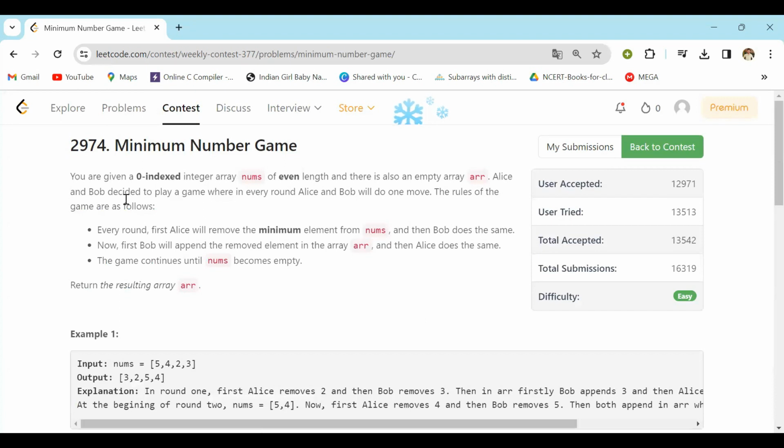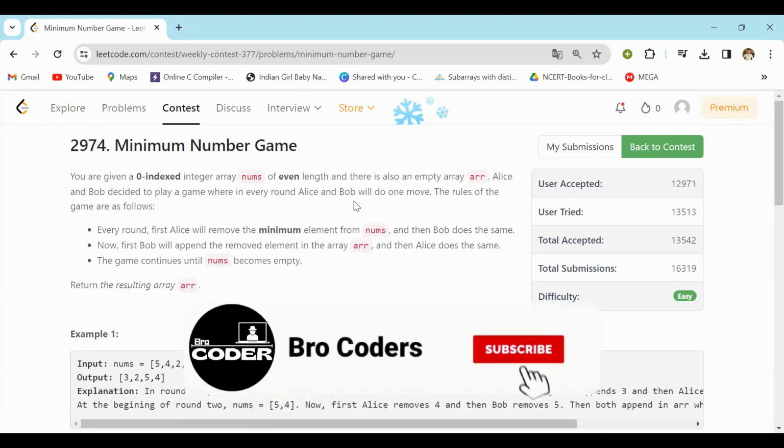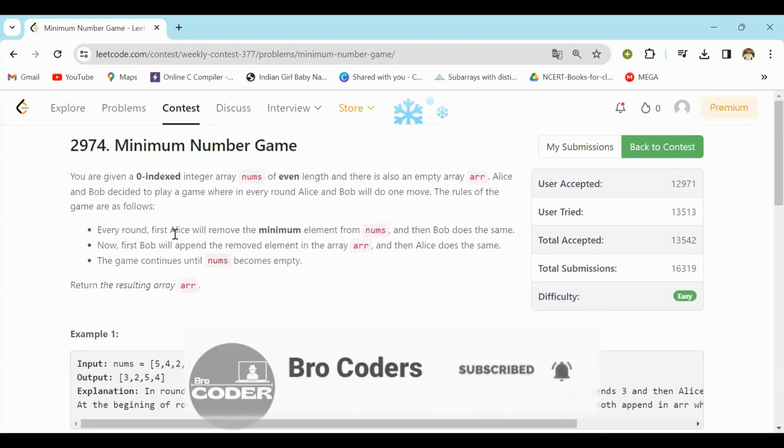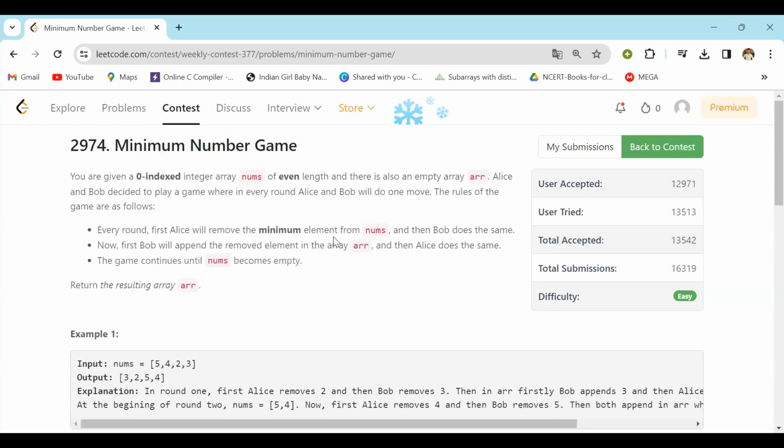Minimum Number Game. You are given a zero-indexed array nums of even length, and there is also an empty array. Alice and Bob decided to play a game where in every round Alice and Bob each make one move. Every round, first Alice will remove the minimum element from nums and then Bob does the same. Now first Bob will append the removed element to the array, then Alice does the same. The game continues until nums becomes empty. Return the resulting array.